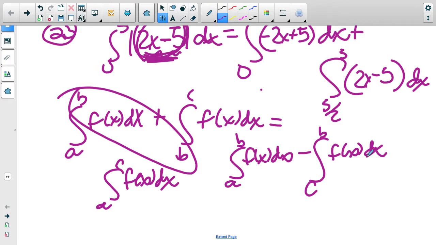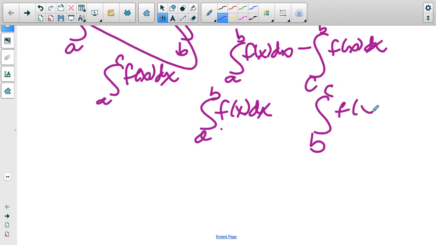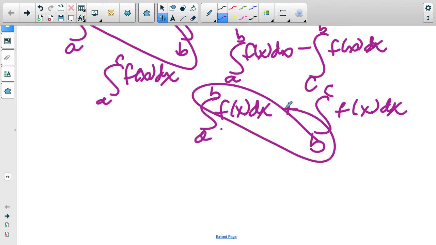Very good. All right, so we're going to go from A to B of f of x dx. And then we're going to switch our limits of integration from C to B. We're going to make it B to C. And if Celine switches her limits of integration, what does it do to her sign? Changes the sign. And then she has from A to C. Okay? So you might have to do something like that.